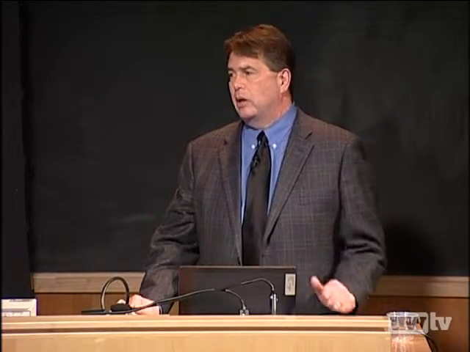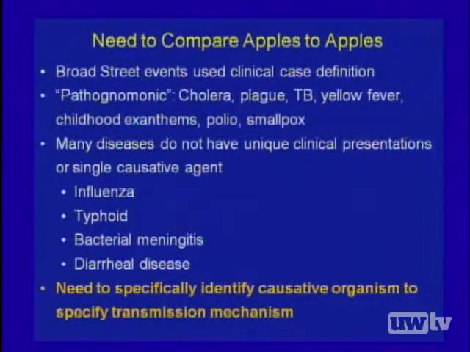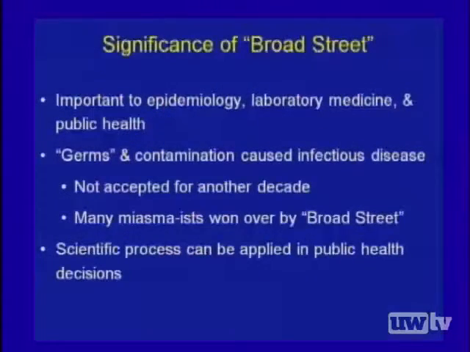When bacterial meningitis occurs, there's 3 or 4 agents that we should think of automatically. You don't know which one that is. Diarrheal disease is in that same category. So what we come away with from Broad Street is that we really need to specifically identify the causative organism if we are going to specify the mechanism of transmission.